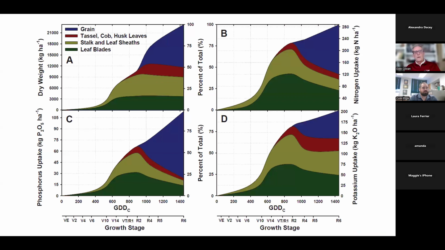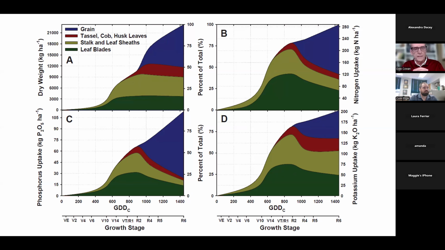So these are the uptake graphs for corn. The upper left is dry matter. You see about 50% of the dry matter ends up in the grain. So the harvest index on corn, we say, is 50%. So if you have a 200 bushel corn crop, you got 11,200 pounds of grain. You also got 11,200 pounds of stover. So that's how that index works. That's partitioning of your dry matter.